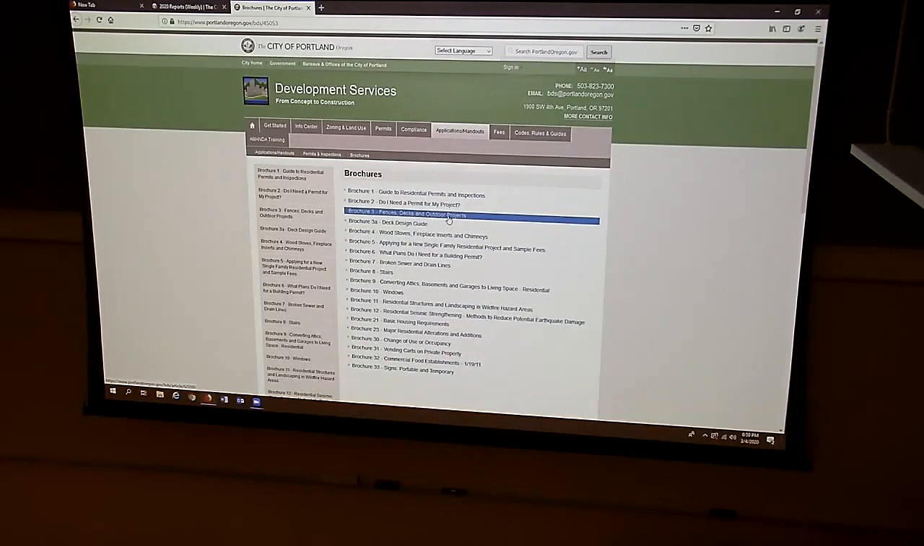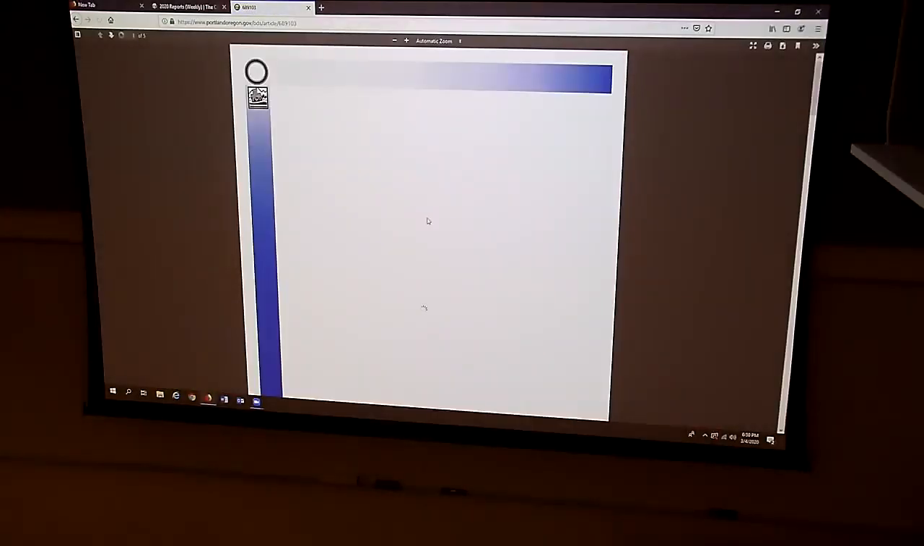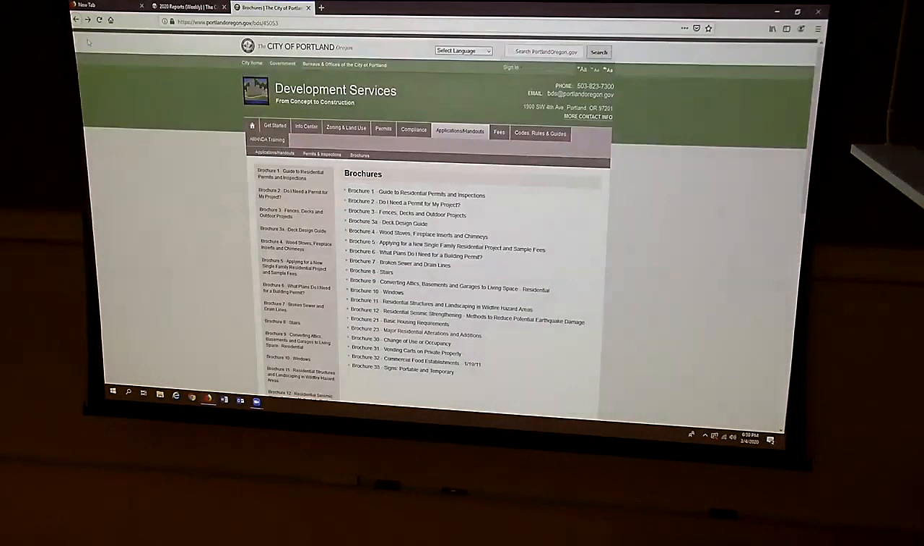So continue to look through the brochures that you think apply to you. Major alterations and additions apply to a lot of you. This tells you about the ordinances, what qualifies as a major addition, and what you need to do. All this is available to you, okay? All right, now let's go look at one other thing, and then we'll ask questions and get you on your way home.